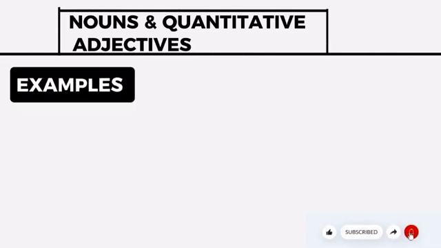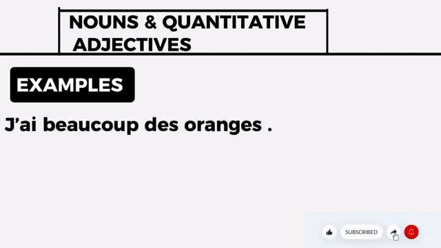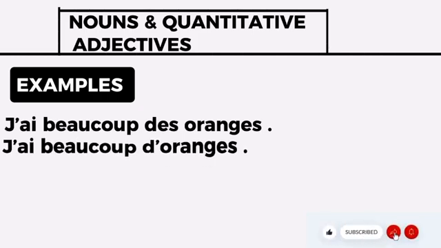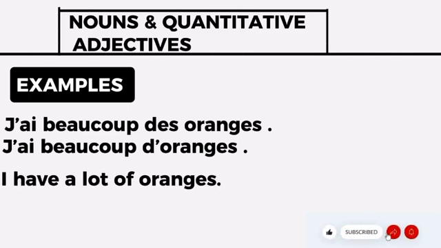For example, it is wrong to say "je m'occupe des oranges," but instead you must say "je m'occupe d'oranges." And this means I have a lot of oranges. Yes, even though l'orange is plural, you do not use "des." Instead, you must use "de" according to the rule.